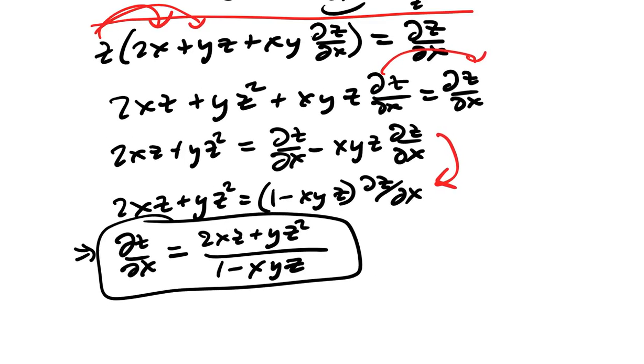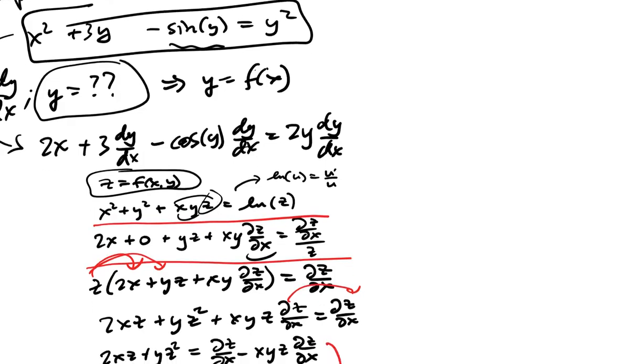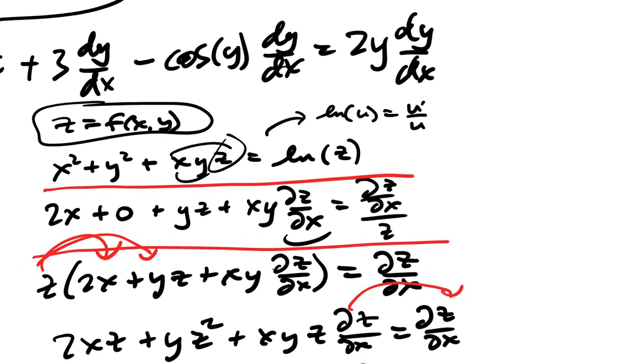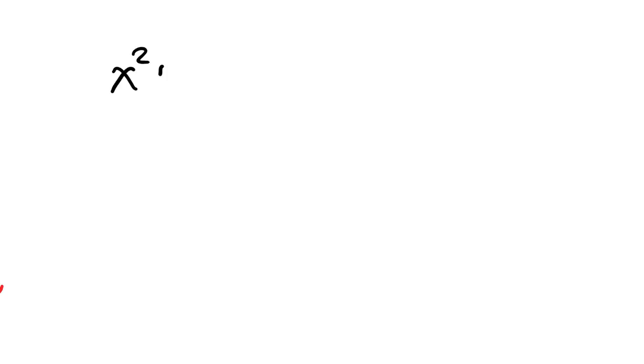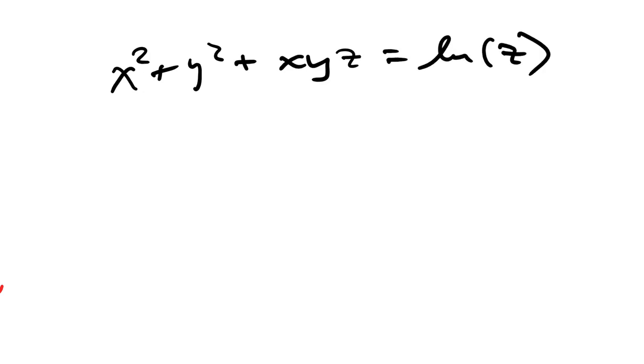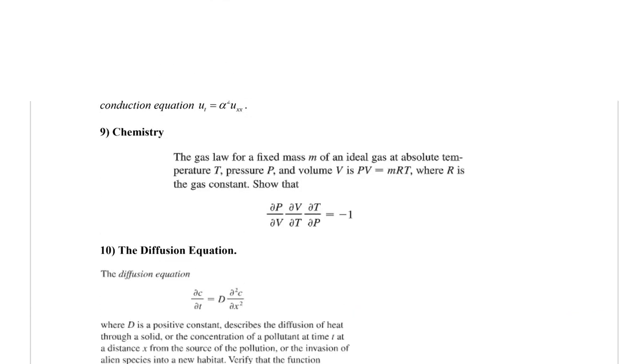So I'll start you out on the one for y. So what we've got is x squared plus y squared plus xyz equals natural log of z. Actually, it's going to be the same thing because x and y are symmetric, so it's really not that interesting. So let's look at a different one that might be a little harder.